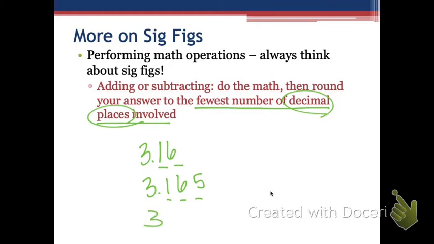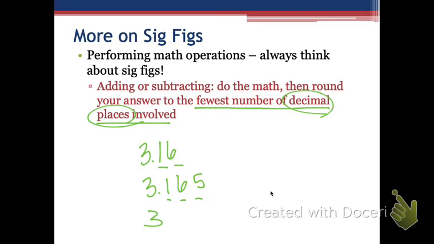What about this number here? Does it have any decimal places? No, this would be a whole number, right? So the fewest number of decimal places present here would be 0. Okay, that means our answer would have to go to a whole number. So let's do a practice one here.